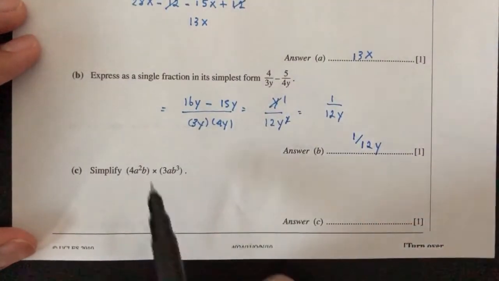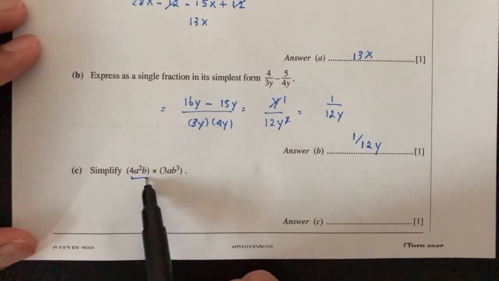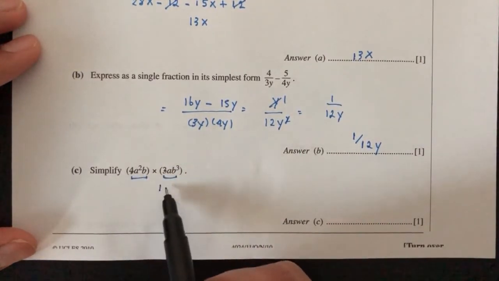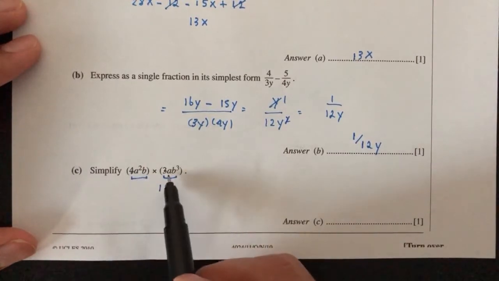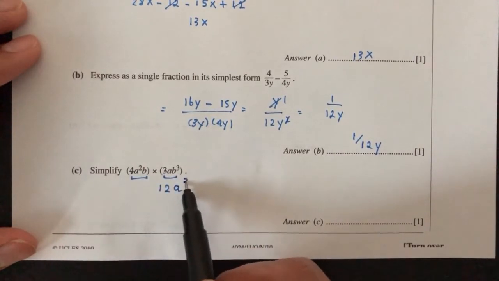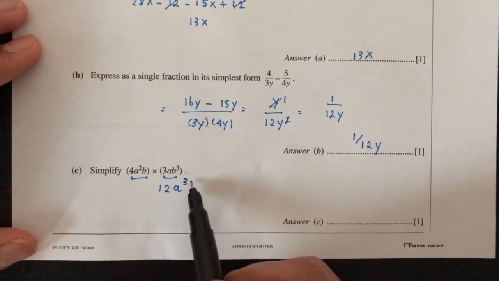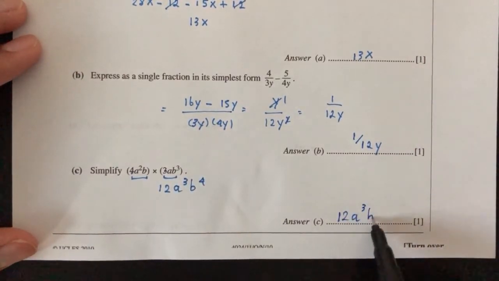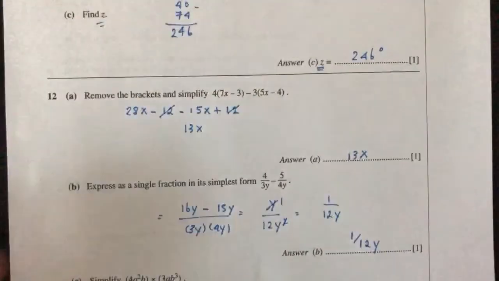Now for part C, we have these two multiplications. So 4 times 3, that will be 12. a squared times a, that will be a cubed. b times b cubed, that will be b to the 4. So this will be your answer. That was question number 12.